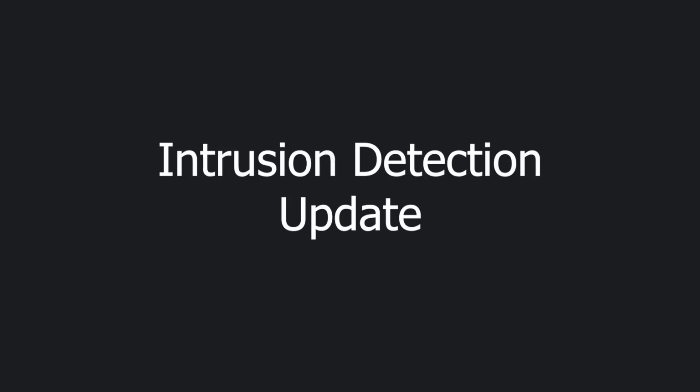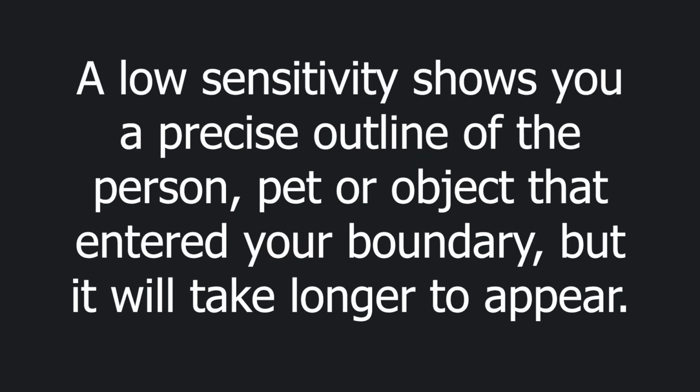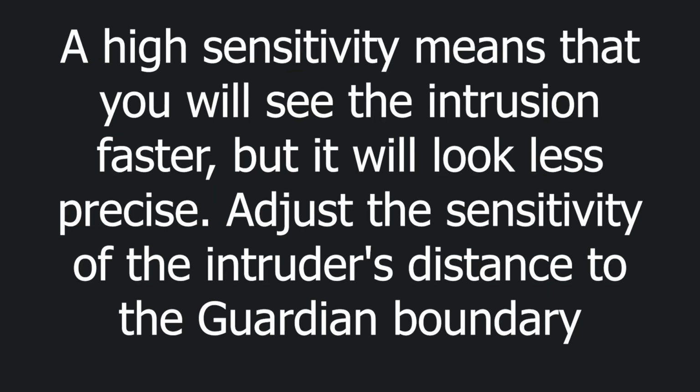There's also some new information which gives us an idea how intrusion detection will be calibratable. "A low sensitivity shows you a precise outline of the person, pet or object that entered your boundary, but it will take longer to appear. A high sensitivity means that you will see the intrusion faster, but it will look less precise."